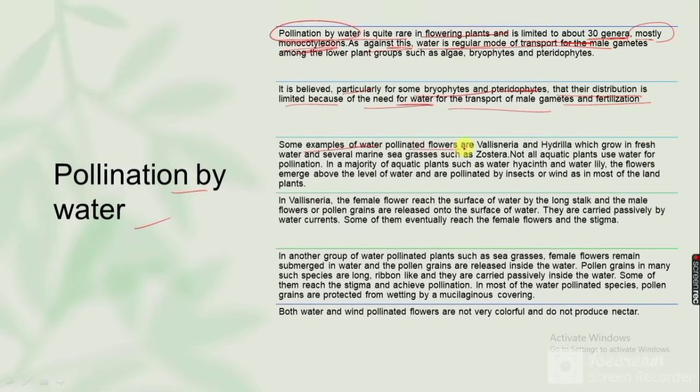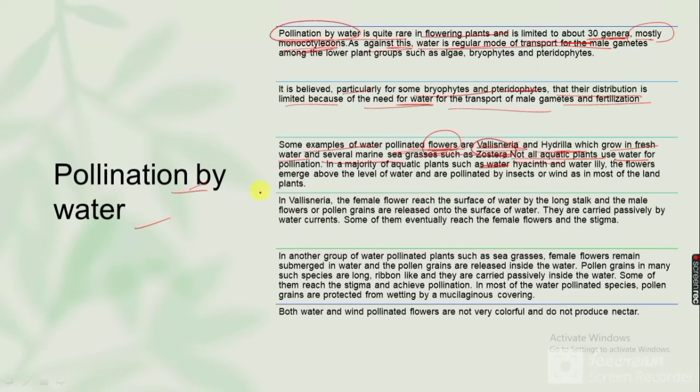Some examples of water pollinated flowers are Vallisneria and Hydrilla, which grow in fresh water, and several marine seagrasses such as Zostera. If they give you a question asking for an example of seagrass that is pollinated by water, that is Zostera, and flowers that bring about water pollination are Vallisneria and Hydrilla.